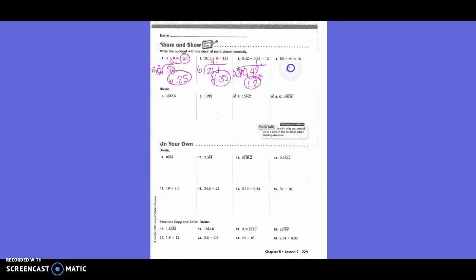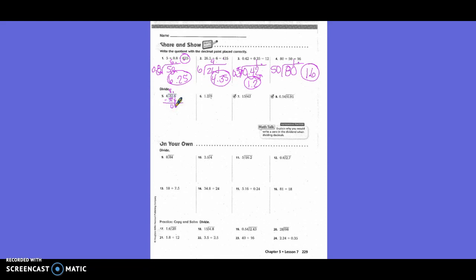Then I have 80 divided by 50. So do I need to move decimals? No, it's going to go straight up. So 50 goes into 80 one time. So my answer is going to be 1 and 6/10. Next, 32 and 6/10 divided by 4. So do we need to move any decimals? No. Nope, we need to go straight up. How many times does 4 go into 32? 8 times. 8 times 4 is 32. And then I need to bring down my 6.